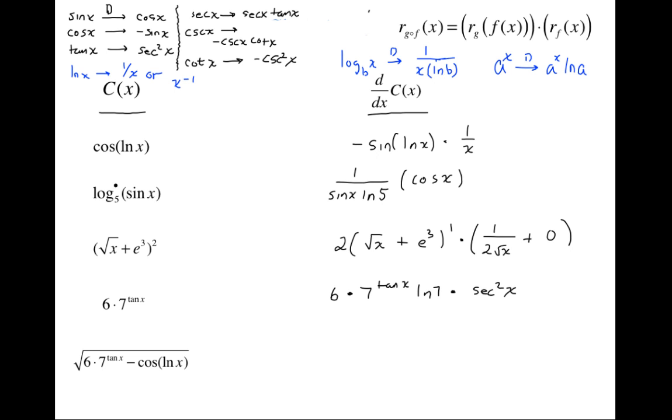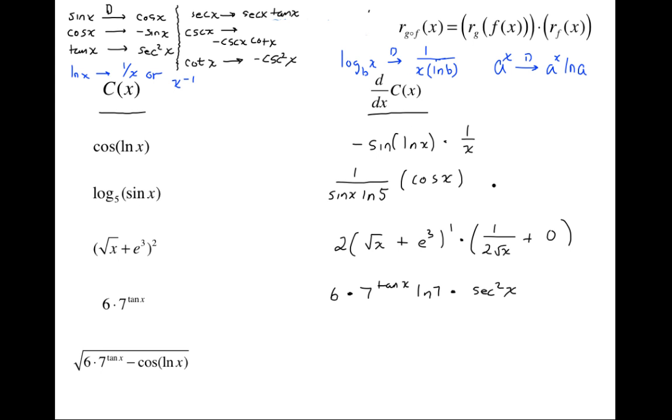So the next one, what's our g function? The exterior function is log base 5 of sine x. The interior function is sine x. So we're going to do the rate of change of log base 5 with respect to its interior. That's going to be 1 over sine x natural log of 5, according to what I showed you there, times the rate of change of the interior, cosine x. Questions on that one?